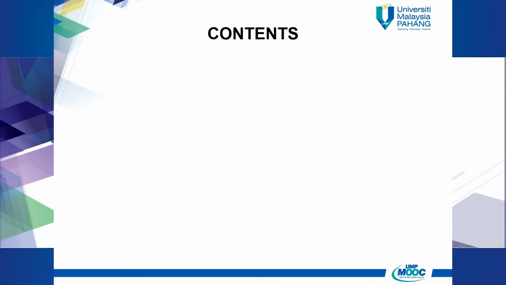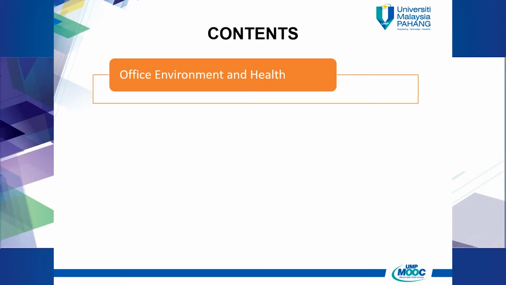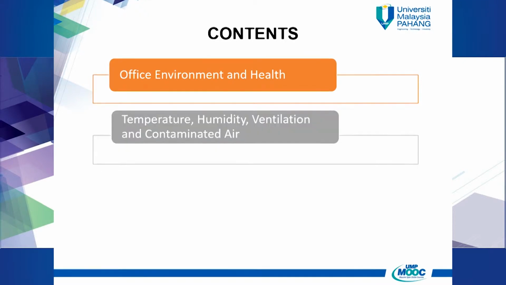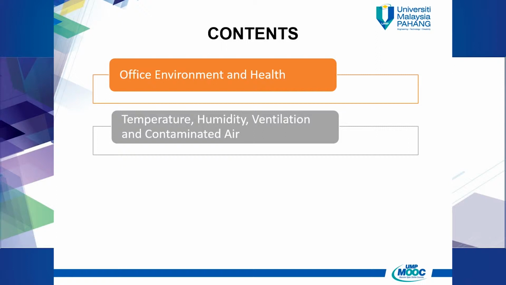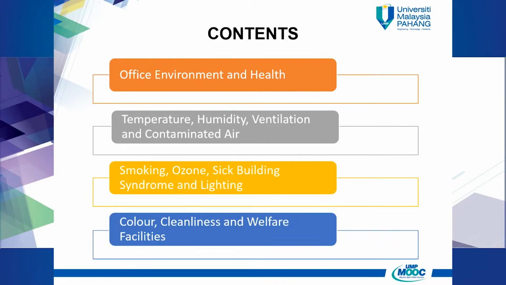In the second part of the office safety lesson, we will focus on a few things, including number 1, office environment and health. Number 2, temperature, humidity, ventilation and contaminated air. Number 3, smoking, ozone, sick building syndrome and lighting. And number 4, color, cleanliness and welfare facilities.